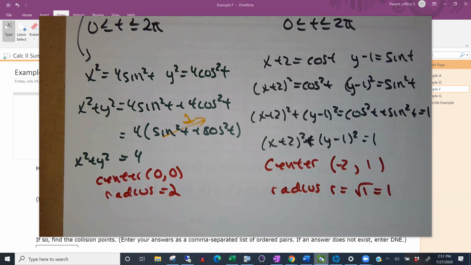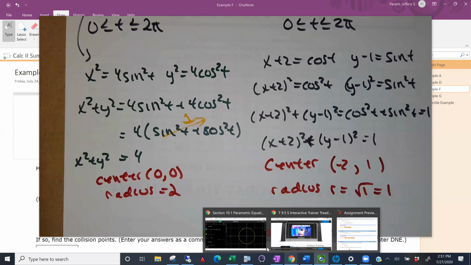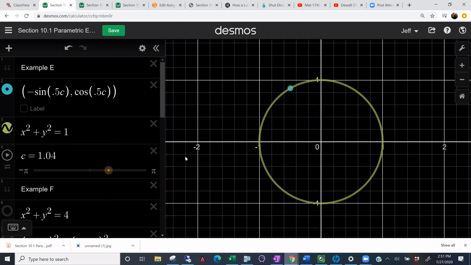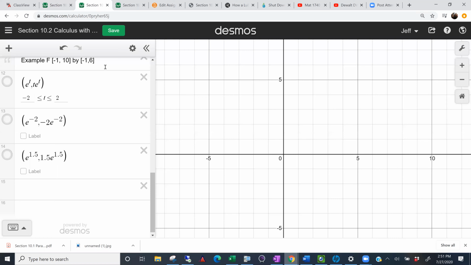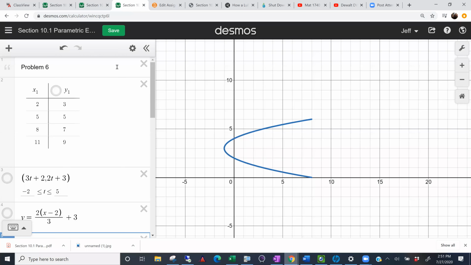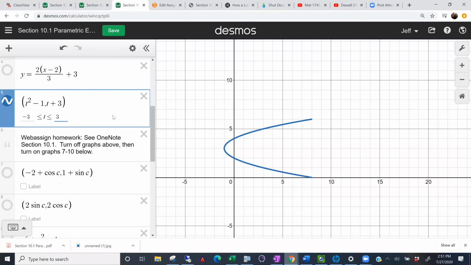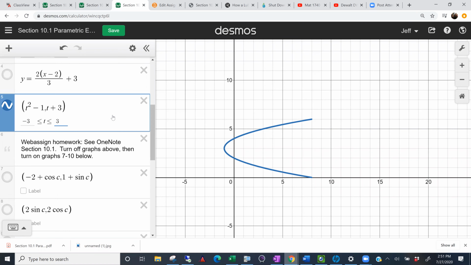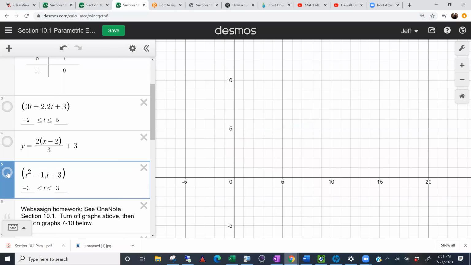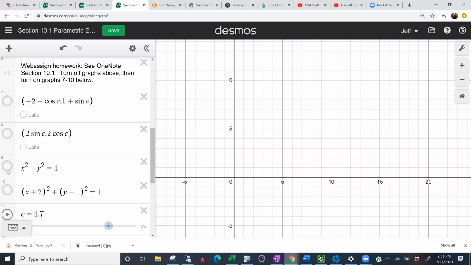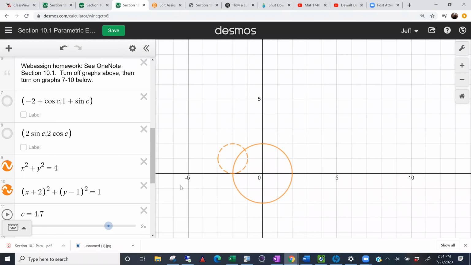Let's take a look at these graphs. And there's a couple follow-up questions here. Oh, it's this one. Okay, so here's my 2 equations. And let me zoom in on them.